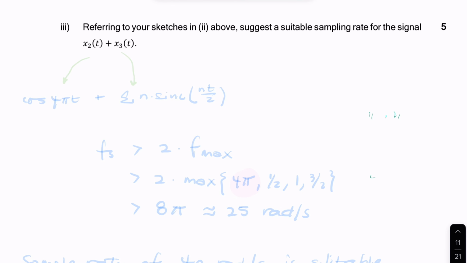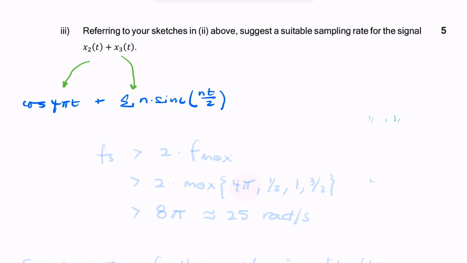So the question then goes on to say, suggest a suitable sampling rate for x2 plus x3. So x2, that was the cosine, so that's cosine 4 pi t. And x3, that was the summation of sinc functions. And the question specifically suggests that we refer to the sketch that we did in the previous part. So the sketch tells us the bandwidth for each of these.